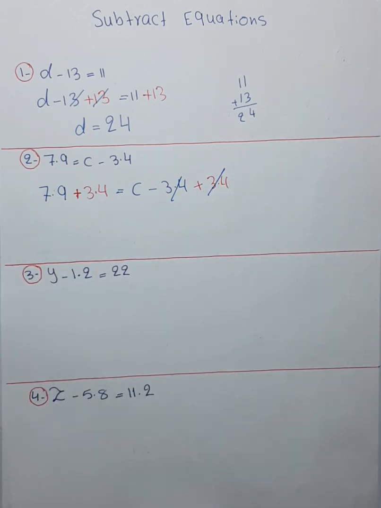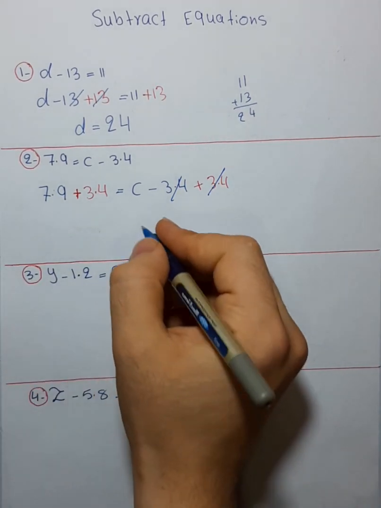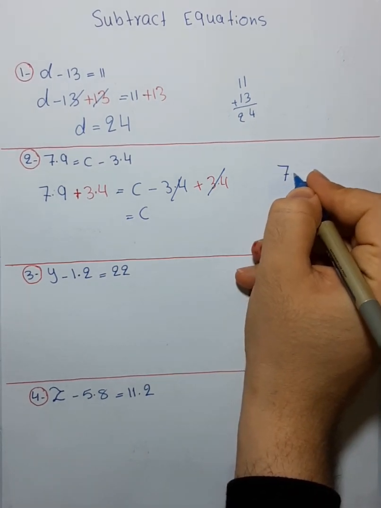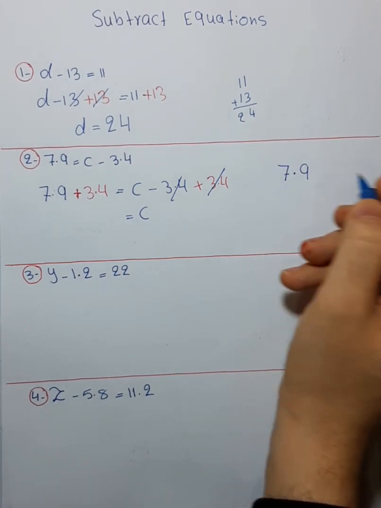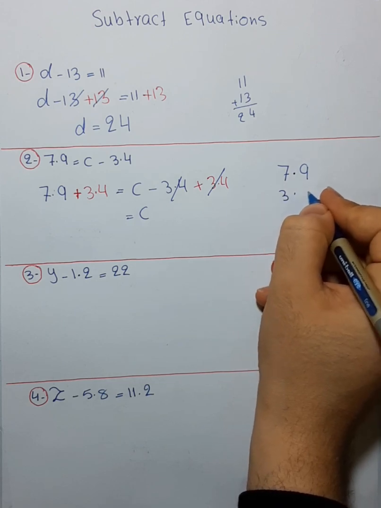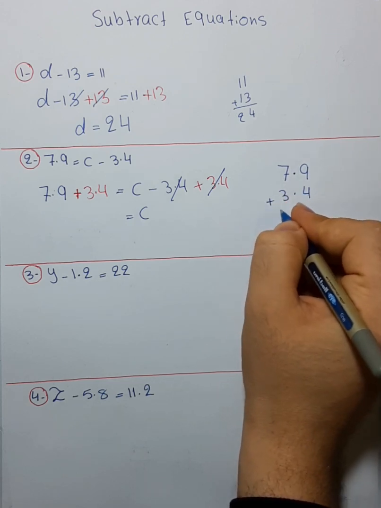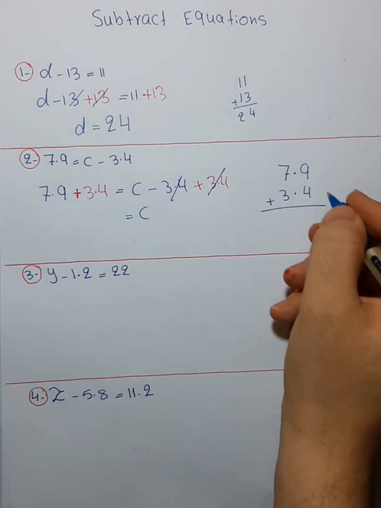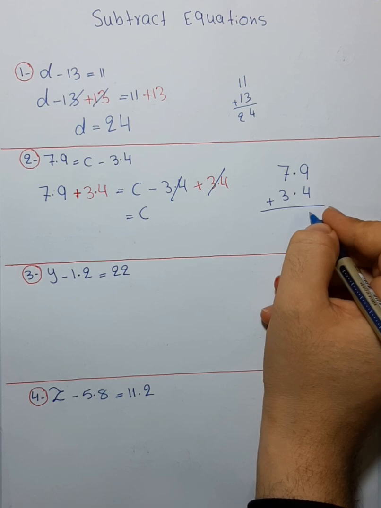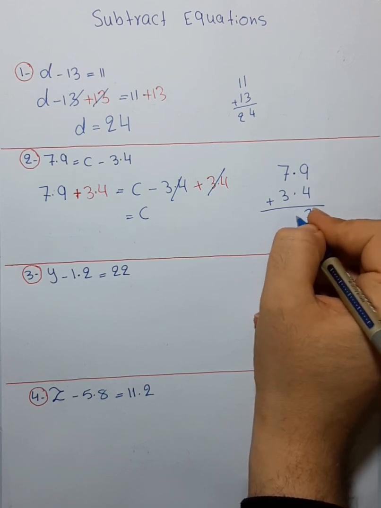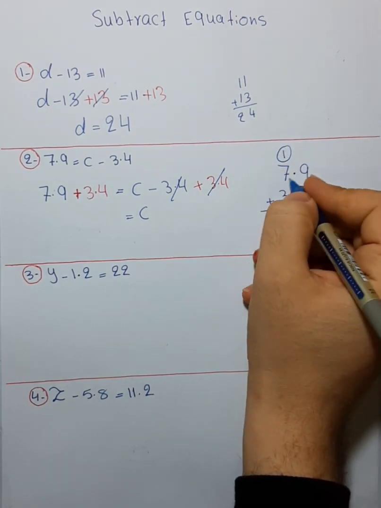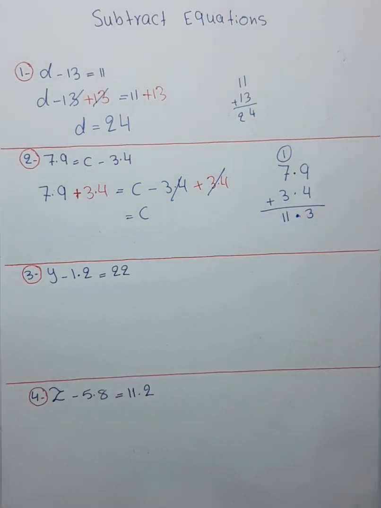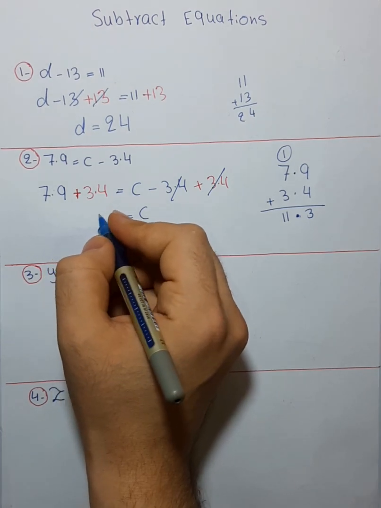These two numbers are reduced to 0, so you have only c equal to 7.9 plus 3.4. You have to add these two numbers. 9 plus 4 equal to 13. You have to regroup. 1 plus 7, 8. 8 plus 3, 11. So c equal to 11.3.